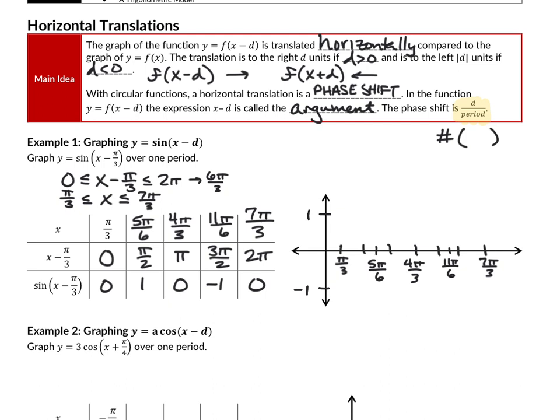We're going to start at (pi over 3, 0), (5 pi over 6, 1), (4 pi over 3, 0), (11 pi over 6, -1), and then 7 pi over 3 back at the midline. And so there, if we play connect the dots, we have our sine function that has been shifted pi over 3 units to the right.